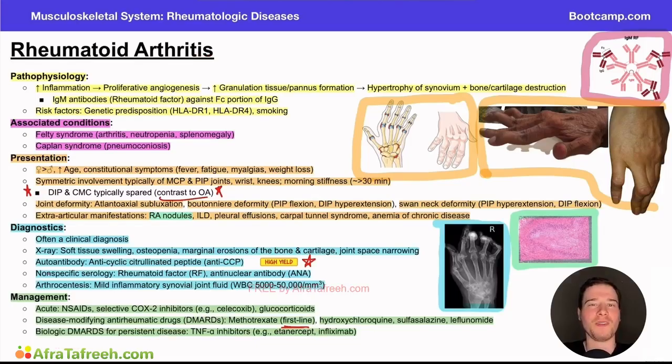And so I know this video has a lot of information to go through, but it's really, really high yield to be able to compare and contrast this with other rheumatologic diseases as well as with osteoarthritis. This is stuff they really like to ask you about on test day.